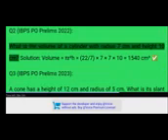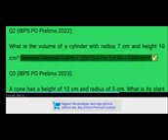Q2, IBPS FO prelims 2022. What is the volume of a cylinder with radius 7 cm and height 10 cm? Solution: volume equals pi R squared H equals 22/7 times 7 times 7 times 10 equals 1540 cc.